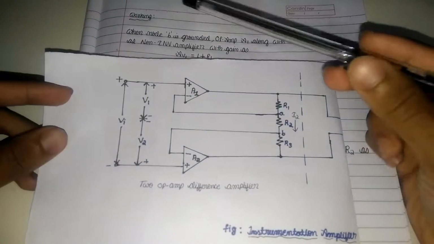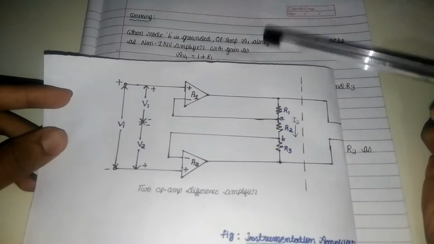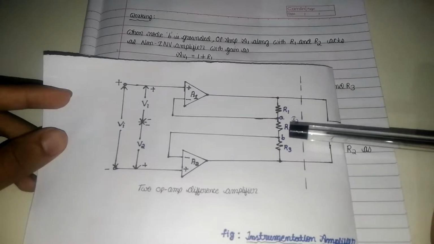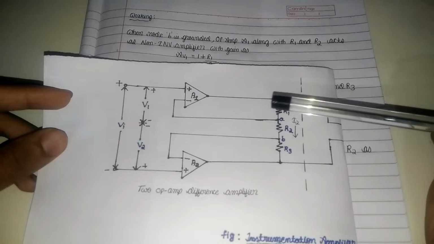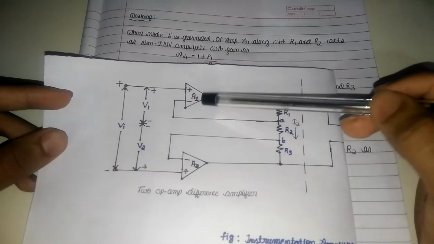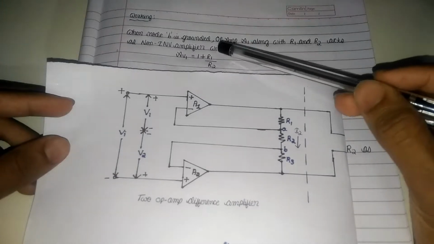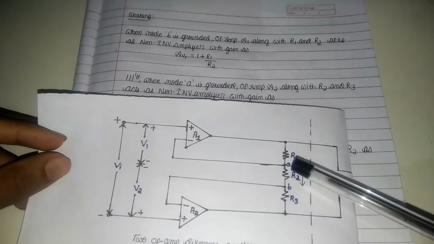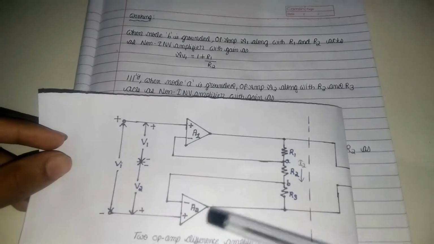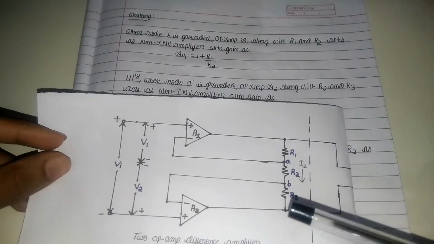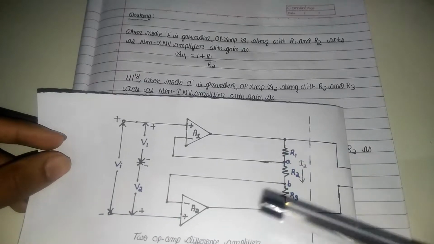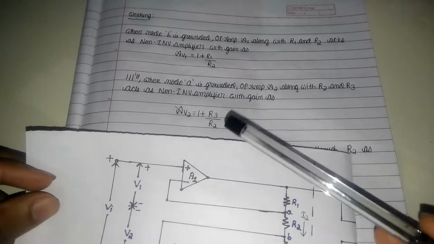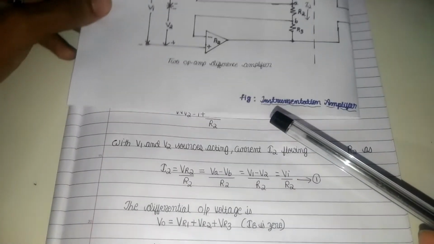Okay friends, when the node B is grounded, op amp A1 along with the resistances R1 and R2 acts as a non-inverting amplifier, and therefore the gain of op amp A1 is given by AV1 = 1 + R1/R2. Similarly, when the node A is grounded, the op amp A2 and the resistances R3 and R2 act as a non-inverting amplifier, with the gain of op amp A2 given by 1 + R3/R2.